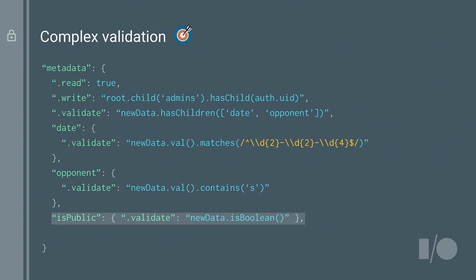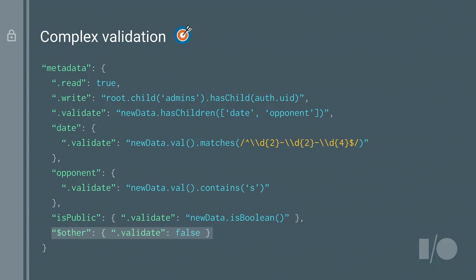We can say more things like, is this a Boolean or is this a number? And then one trick I really like is this $other field. This is a little trick which says, don't allow any other nodes to be written to this field. $other will match all other strings that aren't date, opponent, and isPublic. And we're just going to put validate false, which means if those are there, just completely fail the write.